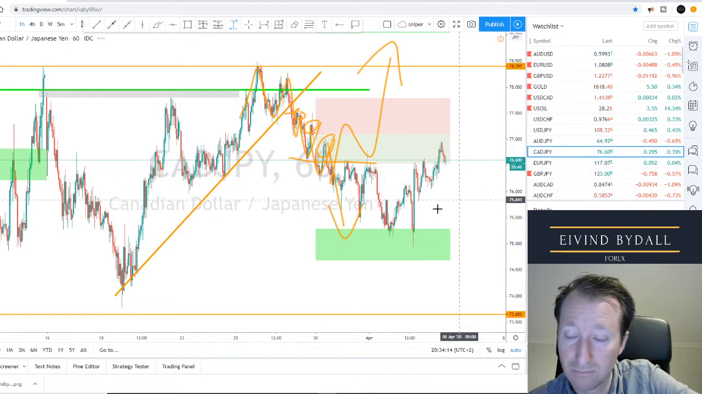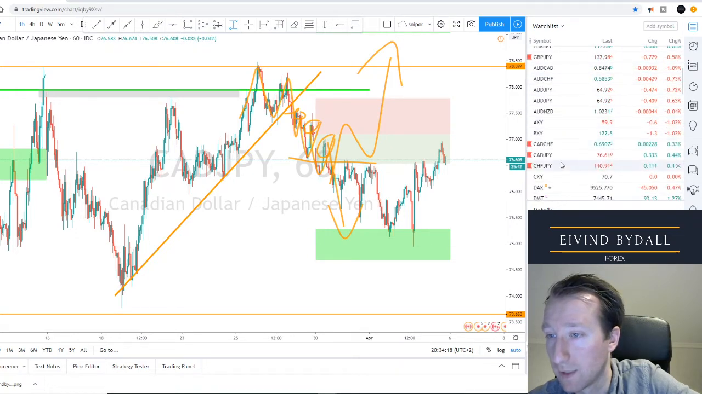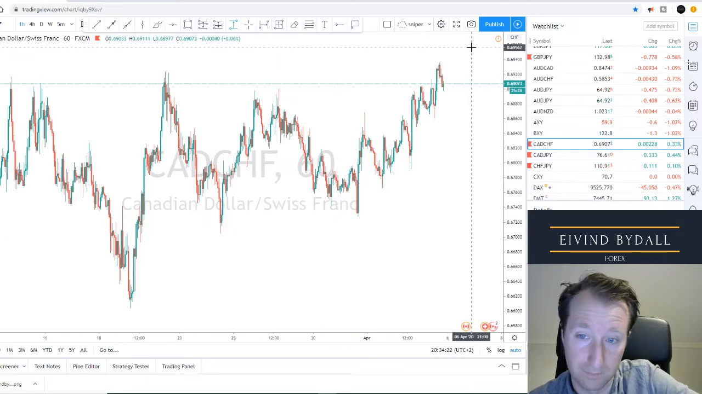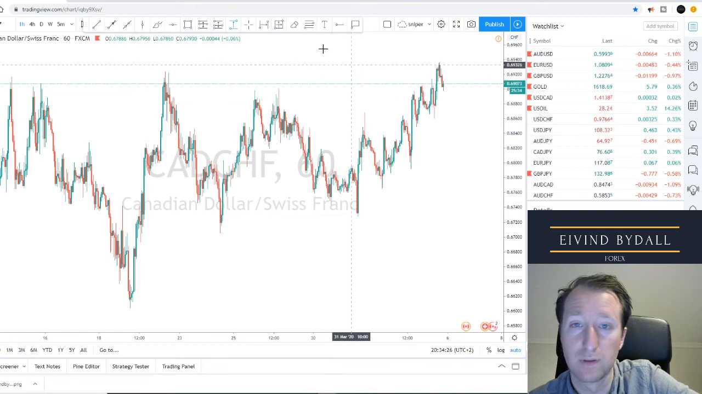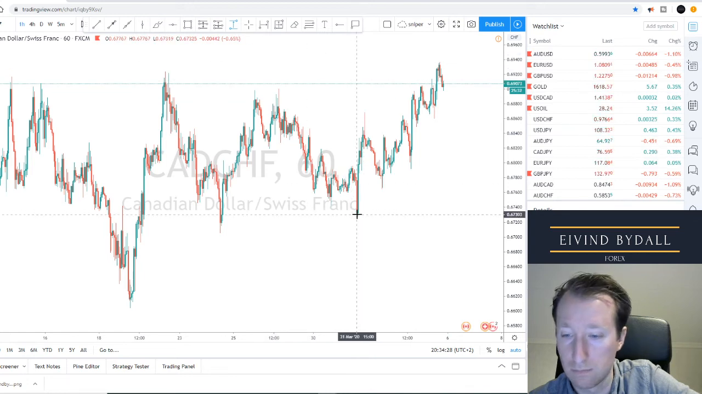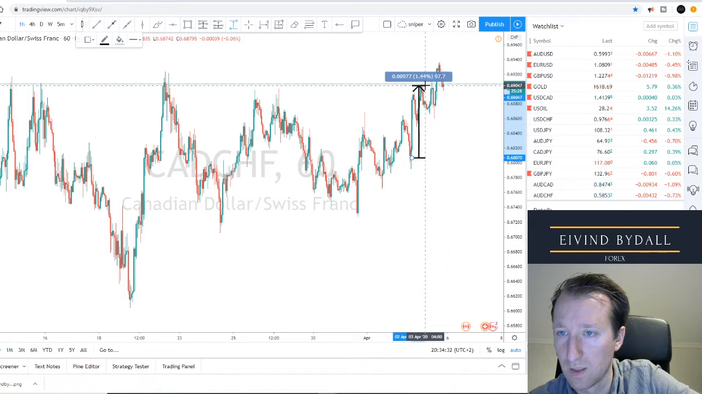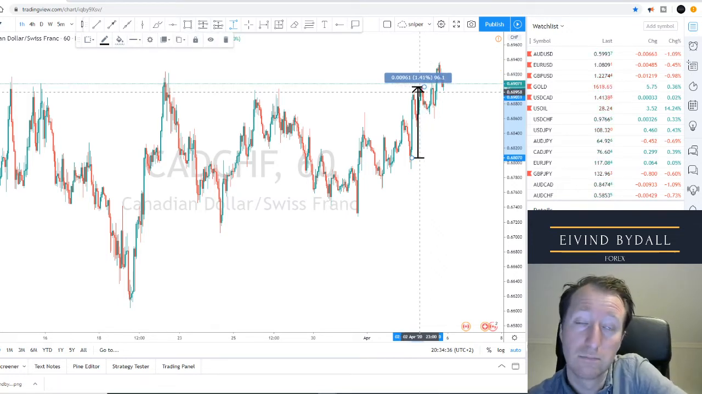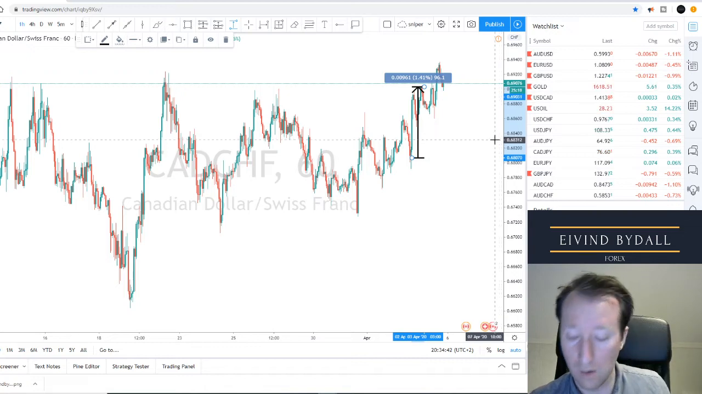CAD yen has risen. CAD Swissy has risen because of it. So maybe that's better instead. The 31st of March, there's just 97 pips. That's less risk on the same move. So be careful and be on what you want.